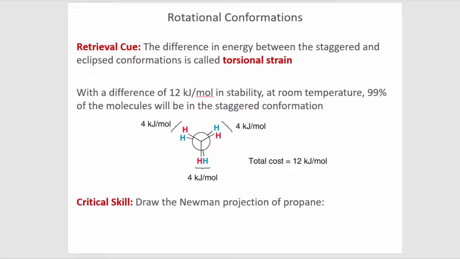So it's calculated to be about 12 kilojoules per mole, because each alignment of the bond is about 4 kilojoules per mole. That means that at room temperature, 99% of this ethane molecule prefers to be in the staggered conformation. So you have a good idea of predicting at any snapshot of the ethane molecule how it's probably oriented. What is the preferred conformation for ethane?